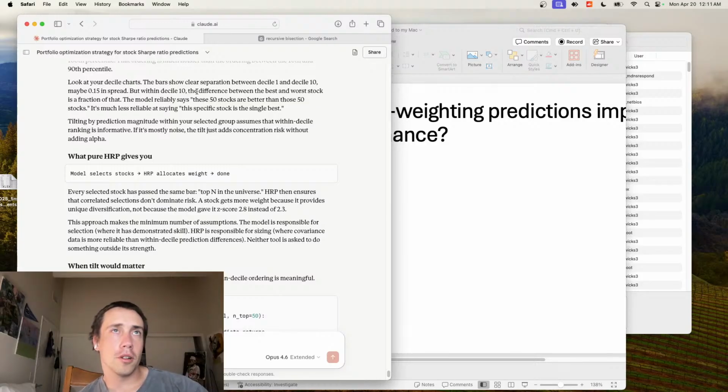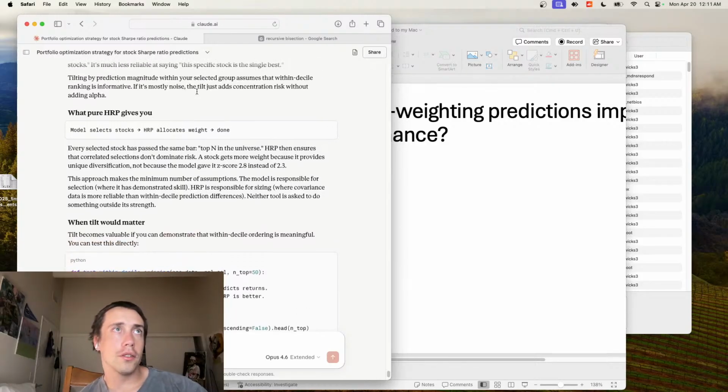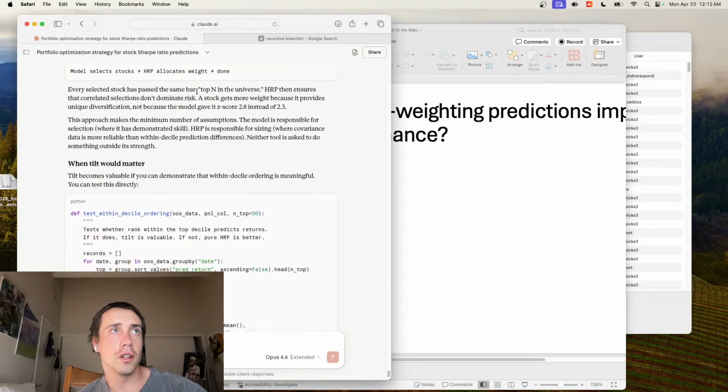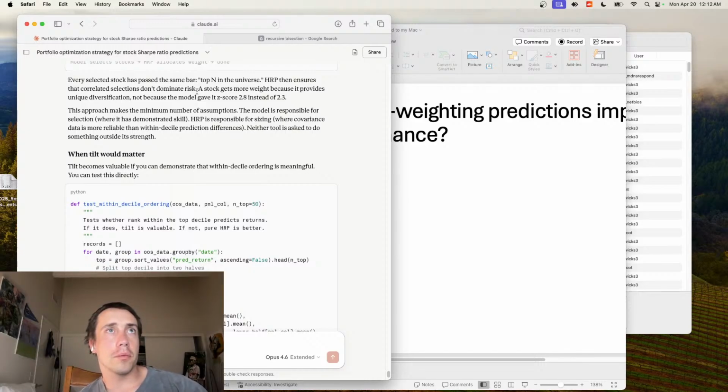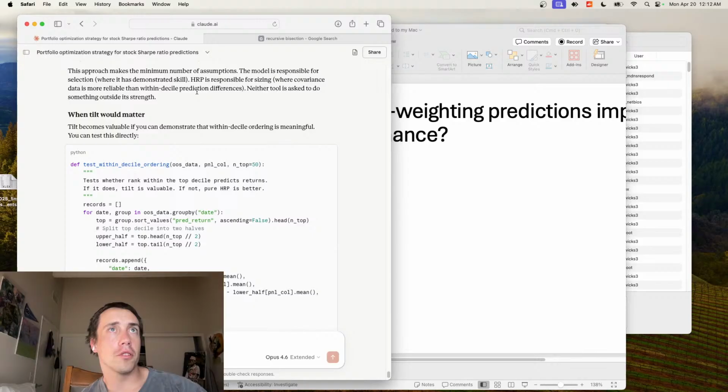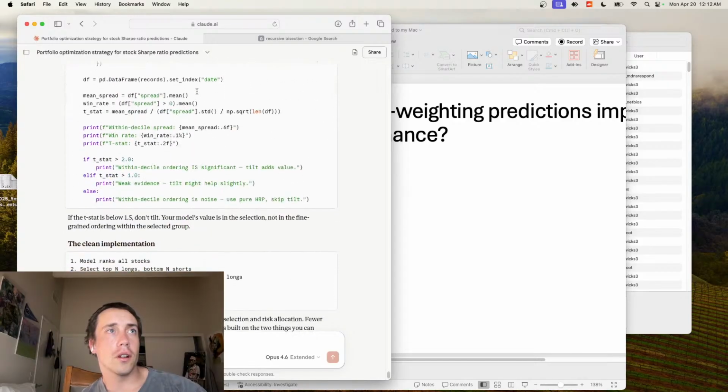Yeah, the model reliably says tilting by prediction magnitude within your selected group assumes that within-decile ranking is informative. If it's mostly noise, the tilt just adds concentration risk. Every selected stock has passed the same bar, top N in the universe. HRP then ensures that correlated selections don't dominate risk. The stock gets more weight because it provides unique diversification, not because the model gave it z-score 2.8 instead of 2.3. The approach makes the minimum number of assumptions. When tilt, okay, I don't care about tilt.